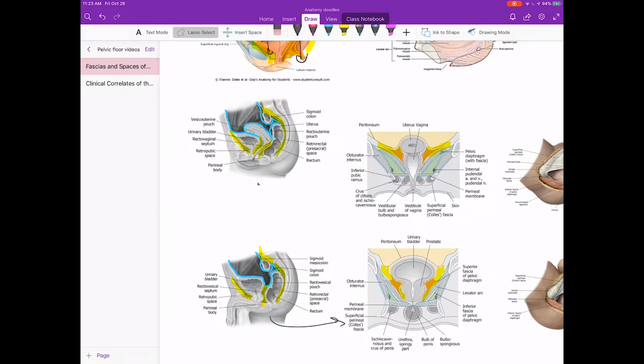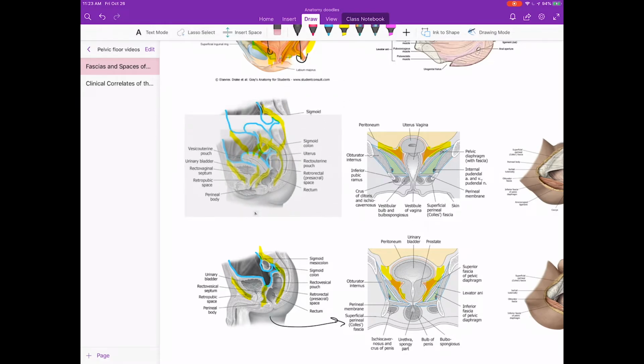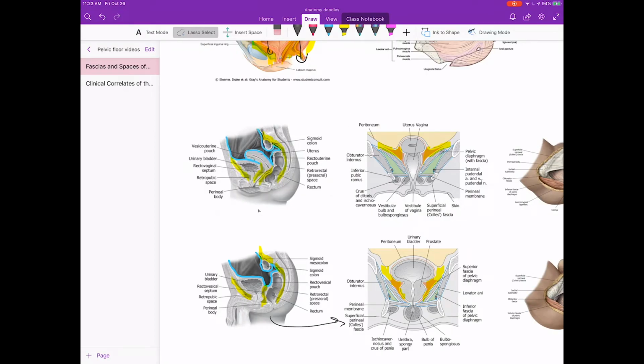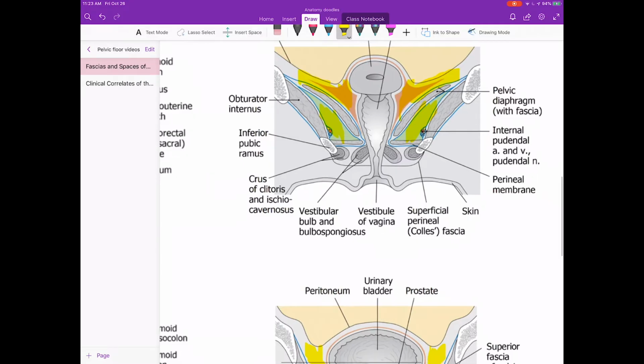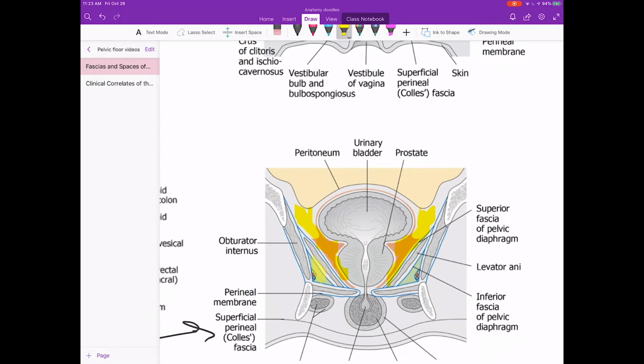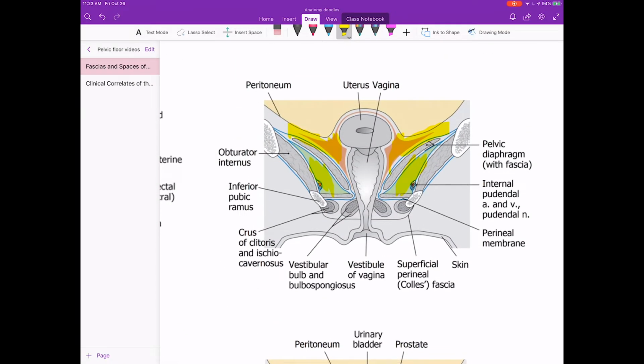So you might be thinking, well, okay, what is happening in other places? So what's going on down here in this space? And where is that? So that would be in the female, and down here this would be the male. Well, that's the ischioanal fossa. So that is located inferior to the levator ani, or the pelvic diaphragm.